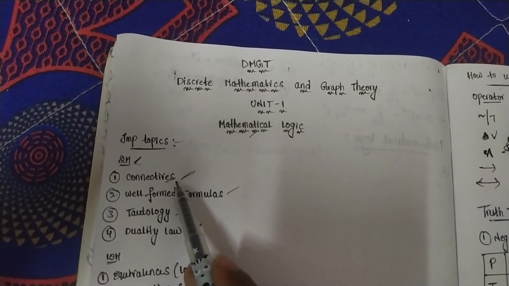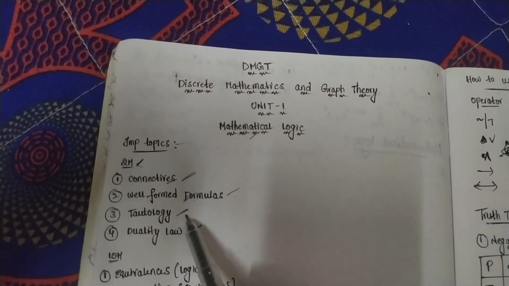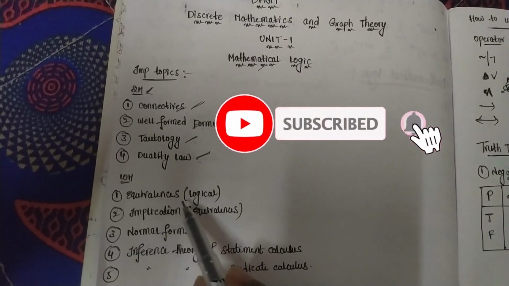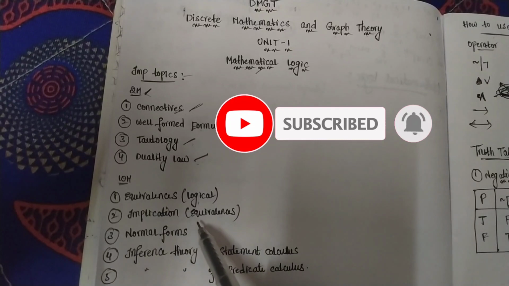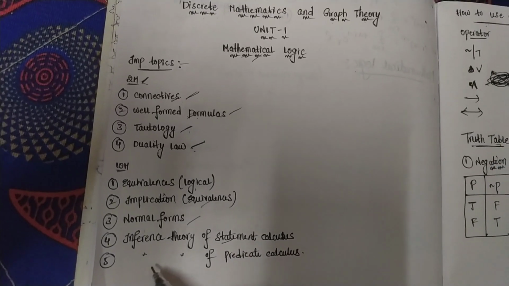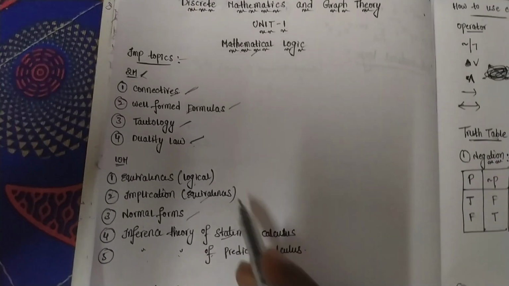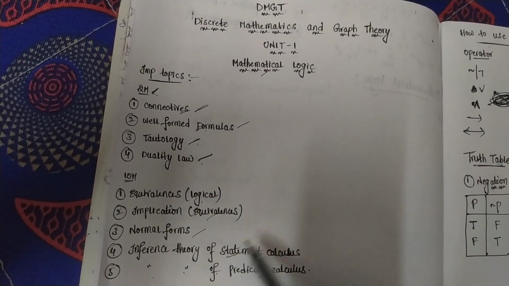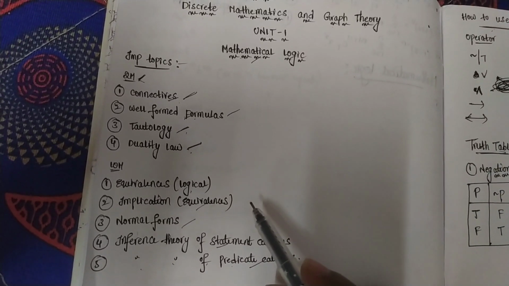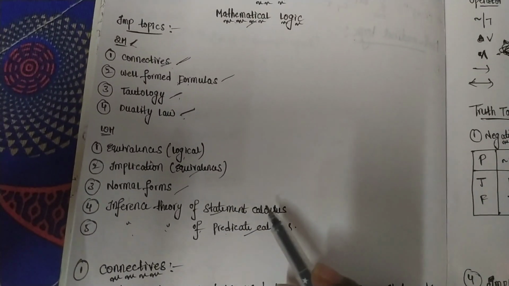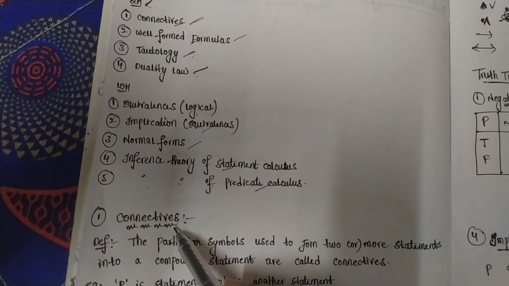If we know about the connectives, WFF, tautology and duality law, we can solve the 10 marks related concepts, that is logical equivalences, implication equivalences, normal form, inference theory of statement calculus, and inference theory of predicate calculus. The whole unit is related to these concepts only. From these concepts we get the problems in the examination. Without wasting time, let us discuss the first concept, that is connectives.